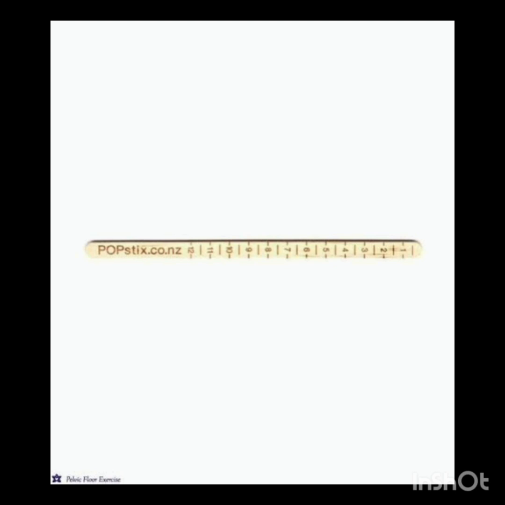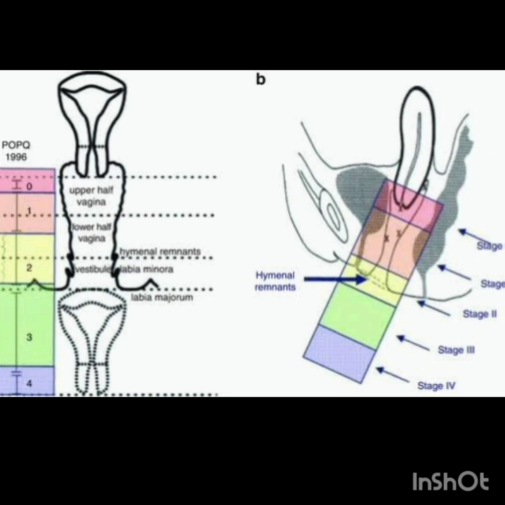Okay, so how do we take these measurements? These measurements are taken by means of the POPQ stick, as I am showing there. The woman is asked to cough and to do the Valsalva maneuver, and the measurements are taken. Okay, the measurements have been taken, but how do we stage the prolapse? The POPQ classification has 4 stages, as you can see here. In this we take the hymen as a reference point.